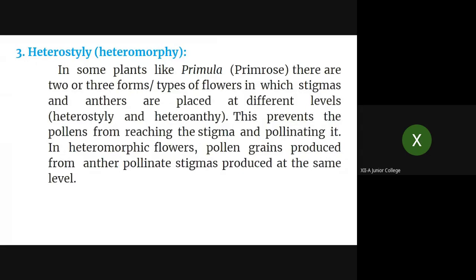Then heterostyle nature or heteromorphic nature means what? The length of the style and the length of the filament do not match. You know what the parts are, the flower is bisexual, both the parts, male and female parts, are present in the same flower, but the lengths are unequal and do not match each other. Then in that case, self pollination is not possible.